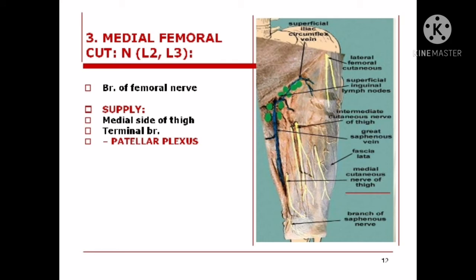The medial femoral cutaneous nerve arises from L2 and L3. It is a branch of the femoral nerve. It supplies the medial side of the thigh, and it is one of the branches of the patellar plexus. It terminates in the patellar plexus.